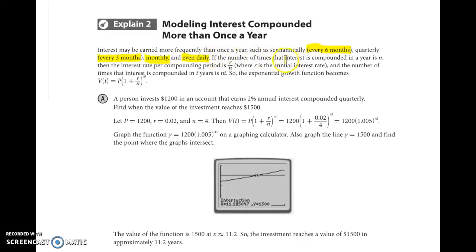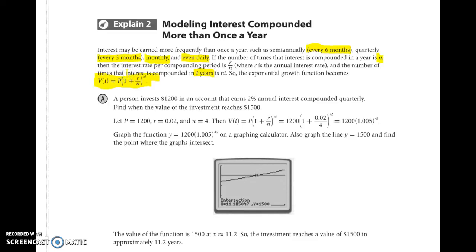So if the number of times that interest is compounded a year is n, then the interest rate per compounding period is r over n, where r is your annual interest rate. So that's if the bank says I'll give you 5% interest, that's what your rate is. The number of times that the interest is compounded in t years, so t being the number of years and n being the number of times per year, is nt. So the exponential growth function becomes this formula here.